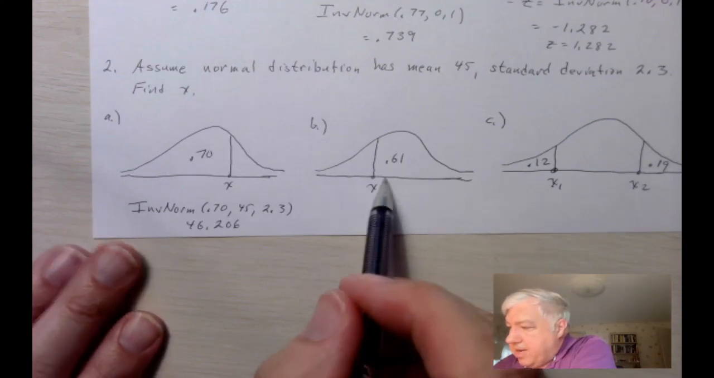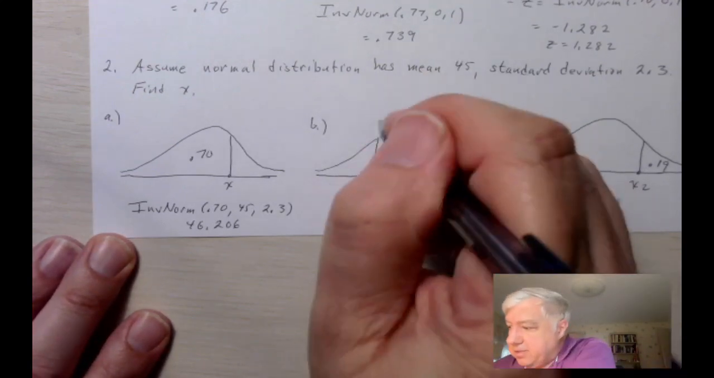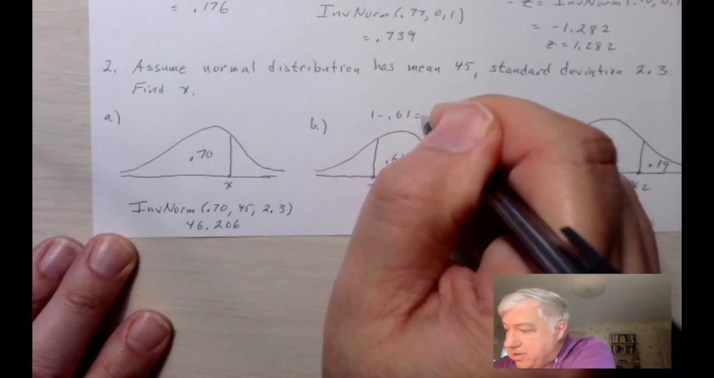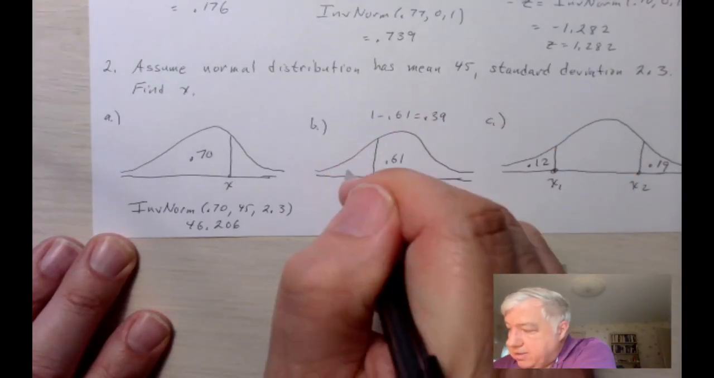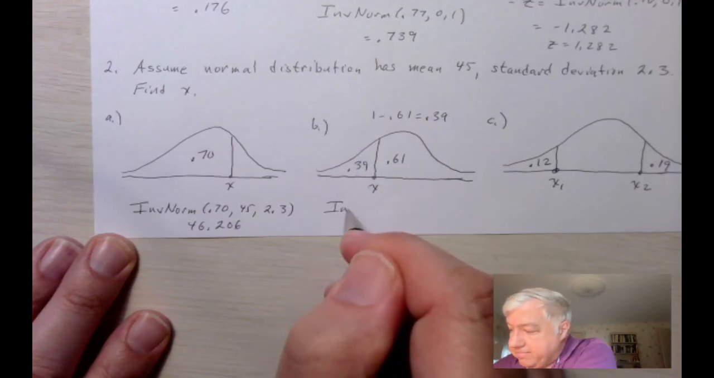Here, in this case, the area to the right is 0.61, so 1 minus 0.61 is 0.39. So that's the area to the left, and we input that.